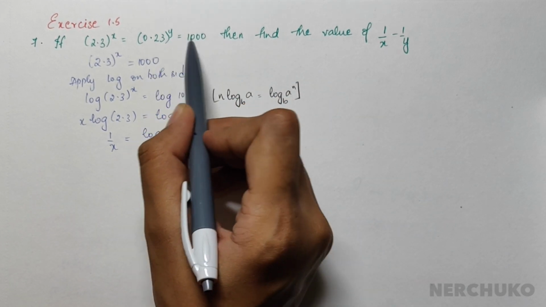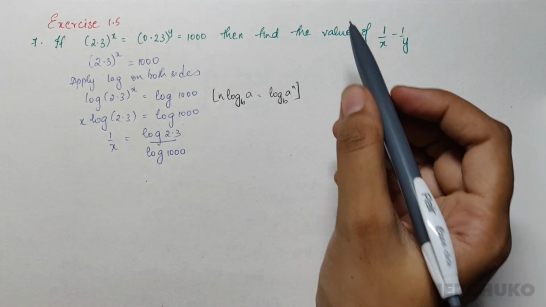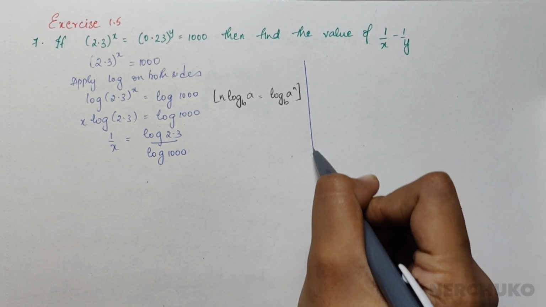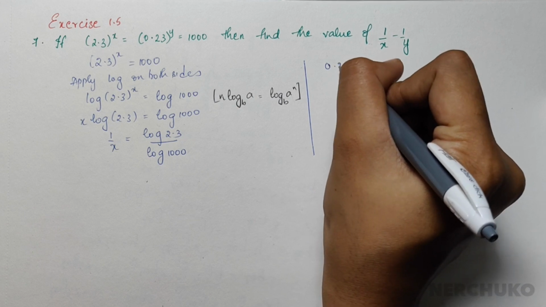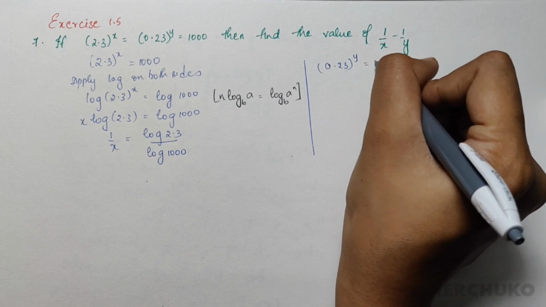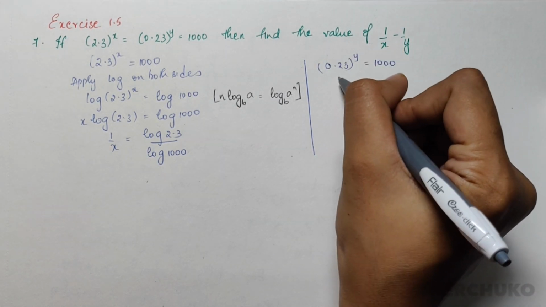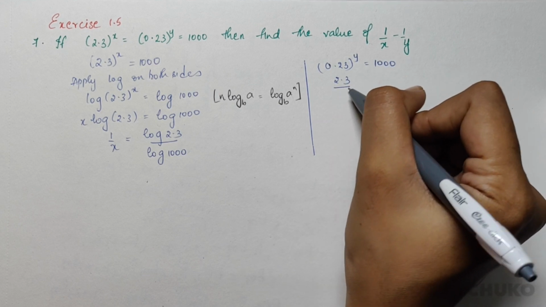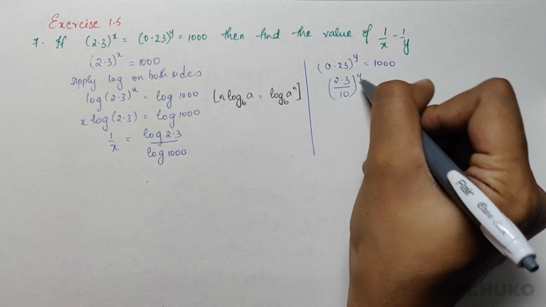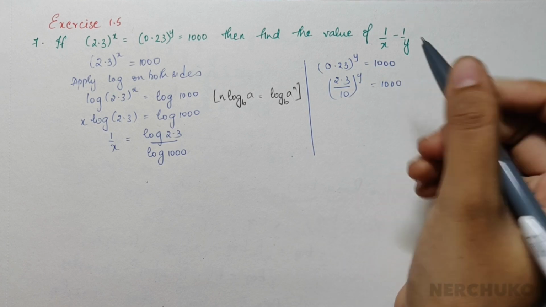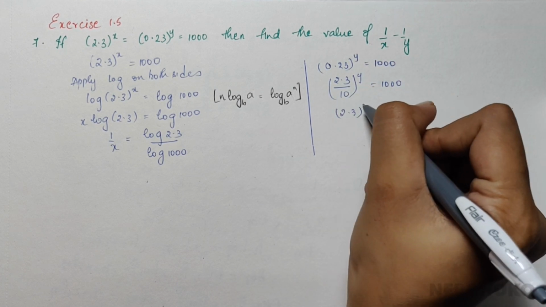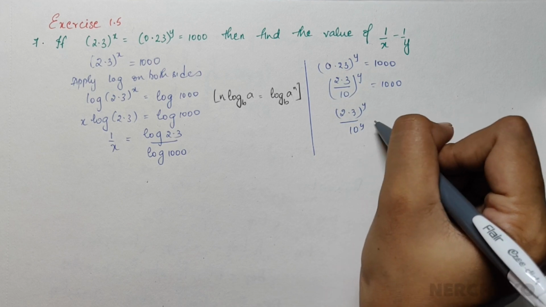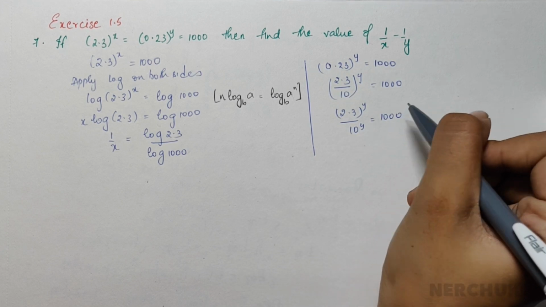Now I'll take the second part of the equation which they have given, that is 0.23 whole to the power of y equal to 1000. So this could be written as 2.3 divided by 10 whole to the power of y is equal to 1000, and 2.3 whole to the power of y divided by 10 power y is equal to 1000.